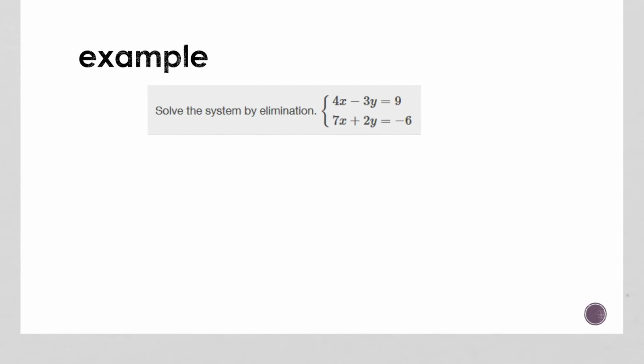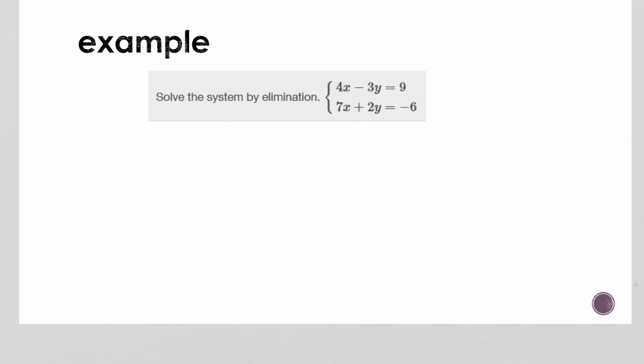Okay, so they're both in standard form. Now, check this out. I cannot multiply 4 by something to get it to be 7. It's not possible. I can't multiply 2 by something to get it to be negative 3, not a whole number anyway. So what can we do here?